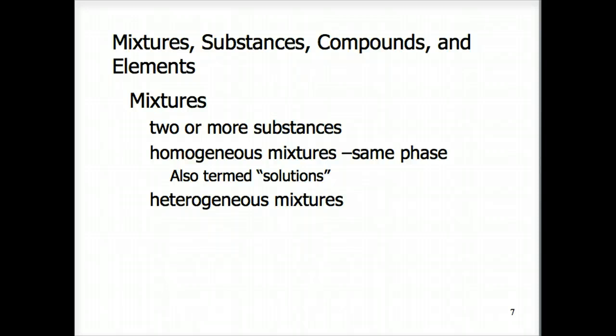A mixture happens when you take two substances and just mix them together. You probably do this at home all the time. Mixtures can be homogeneous, say like ketchup, something like that, versus a heterogeneous mixture that might be Italian dressing or chocolate chip ice cream, for example.